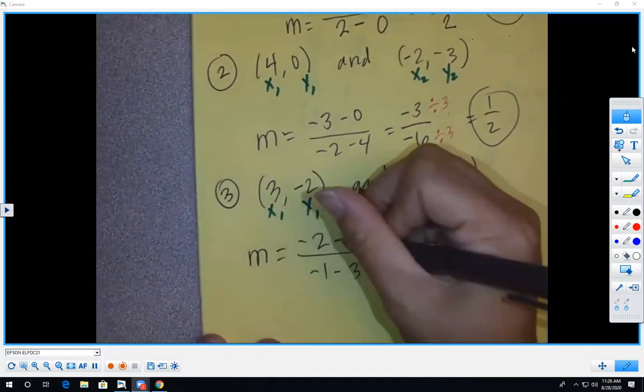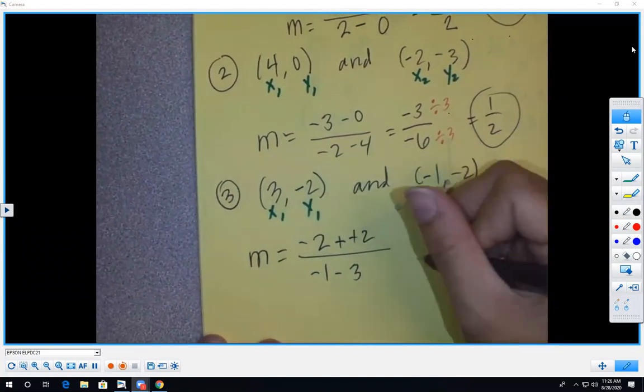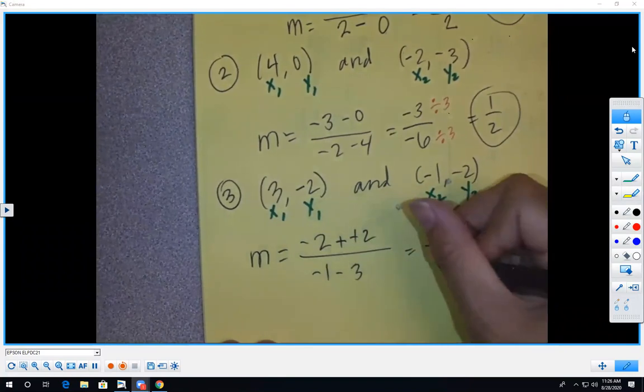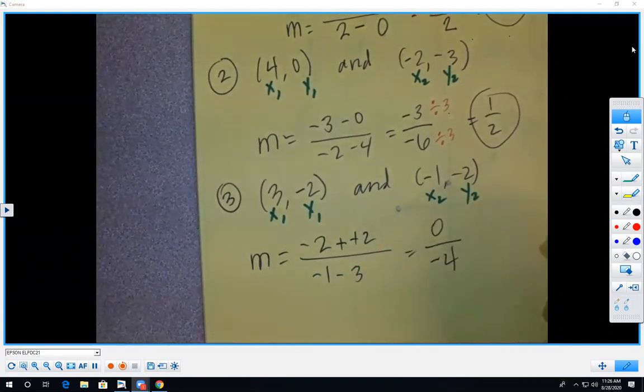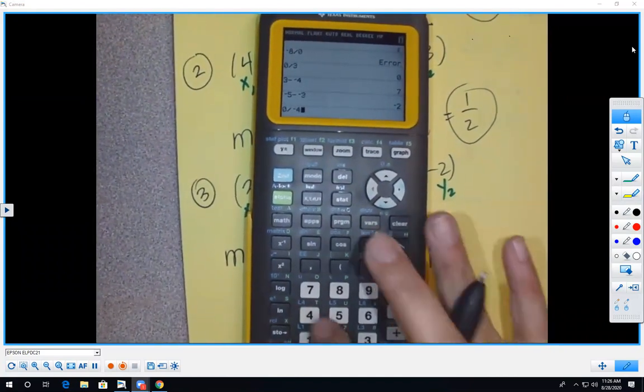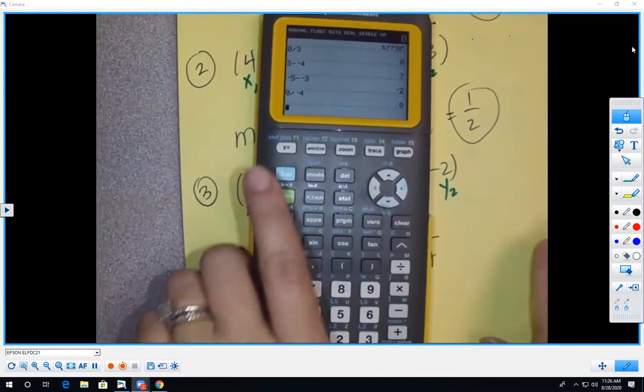Okay, so when you did this, you got negative 2 minus negative 2, which would be like negative 2 plus 2, which is 0. And negative 1 minus 3 is negative 4. And 0 divided by negative 4, if you needed to do it on your calculator, is 0.